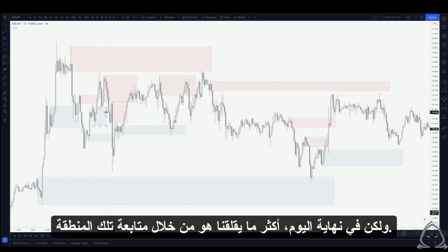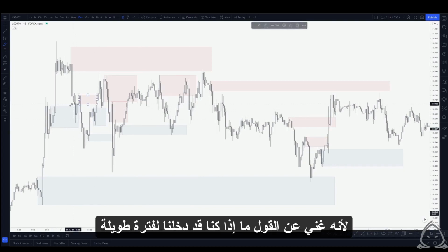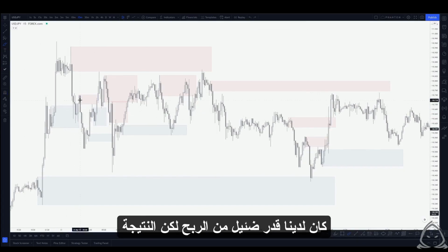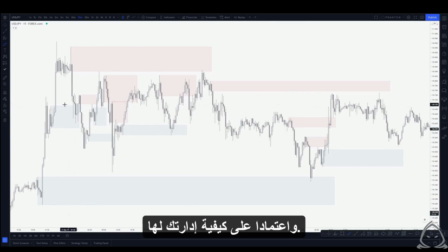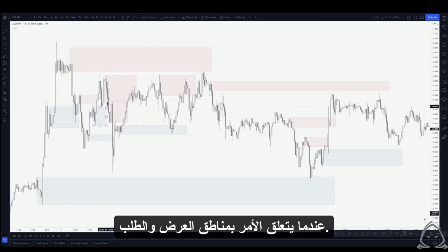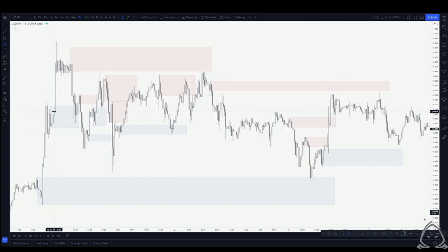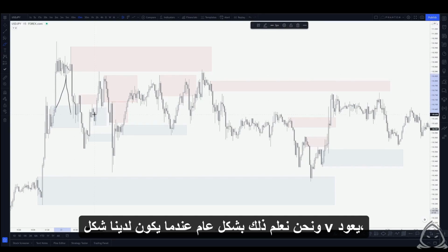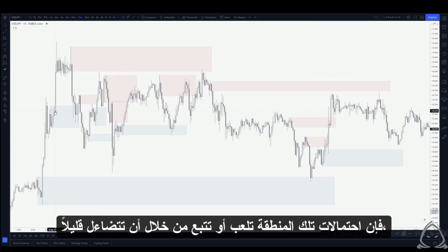But at the end of the day, what we're most concerned about is the follow through of that zone. That's where we're actually going to be able to take successful trades, because it goes without saying, if we were to have entered long within this demand zone, initially we would have had a small amount of profit, but the end result of the trade would have been a loss or a break even, depending on how you manage it. So we're more concerned about the follow through when it comes to supply and demand zones, and we want to build the highest probability and the highest cases for entries. And we know that generally speaking, when we have these V-shaped returns, it's an aggressive reversal from the creation of a zone, and the odds of that zone playing out or following through become a little bit more diminished.